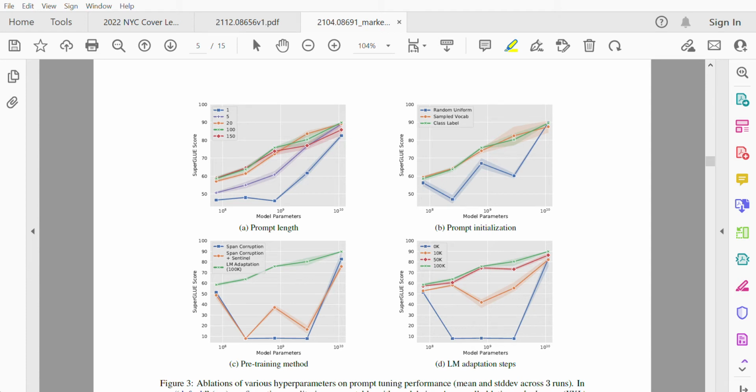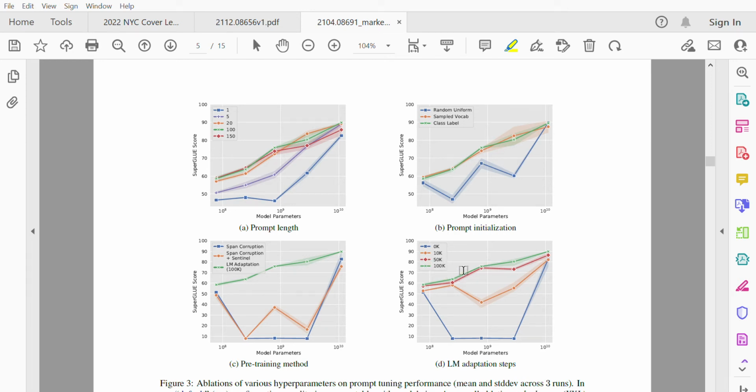The pre-training method, so you can imagine span corruption being that random masking that can happen, and being able to then work around that. The Sentinel I won't get into. And then language model adaptation is training it on a language modeling objective, which I think makes sense. And then the last bit is just the steps that are actually taken during the training of the model.